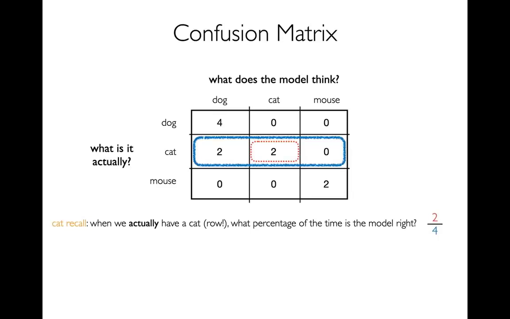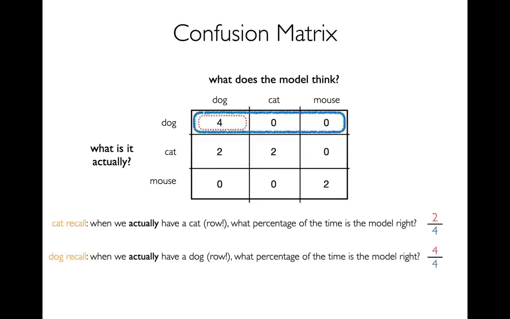Because each row represents what the data actually is. So in this case, the denominator will be the sum of the row, and the numerator will just be a single number, which is cat. How many times do we actually call a cat a cat? So in this case, we'll get 2 over 4. And this is one easy way to remember recall versus precision: recall has an R and row also has an R.